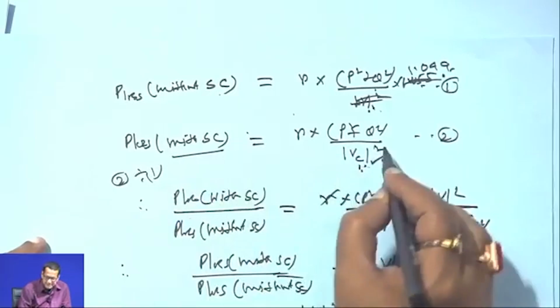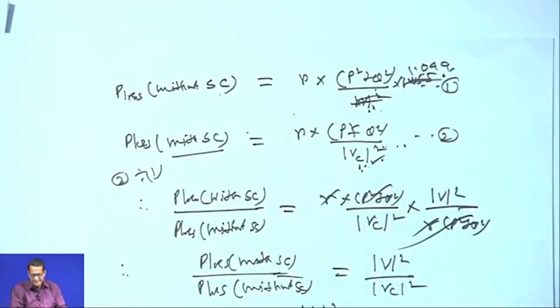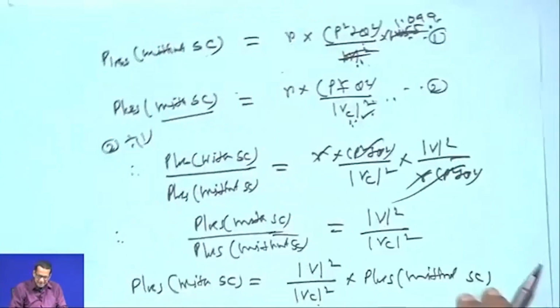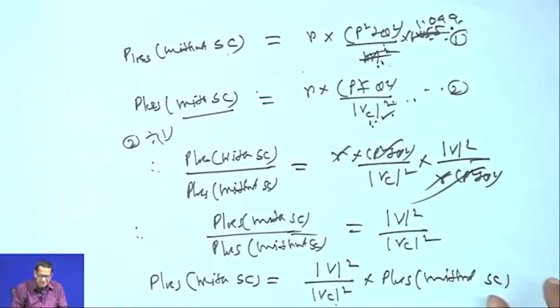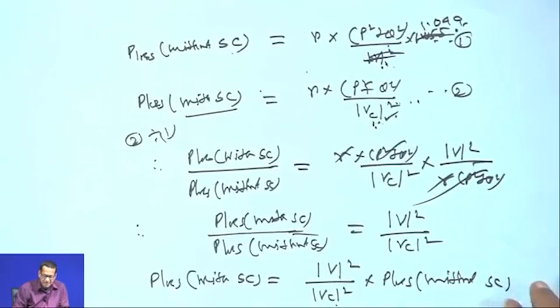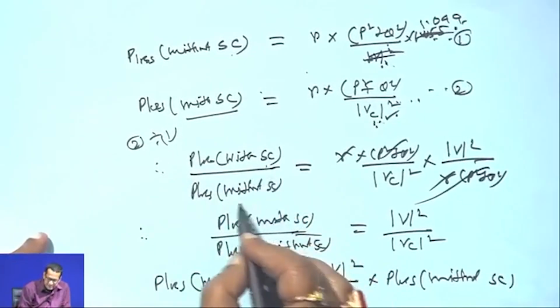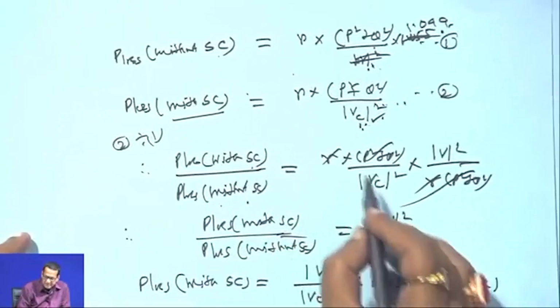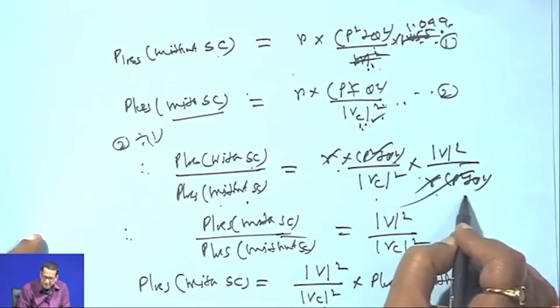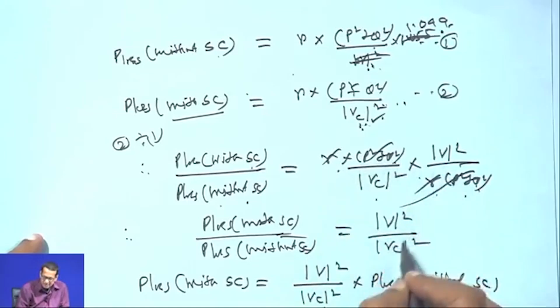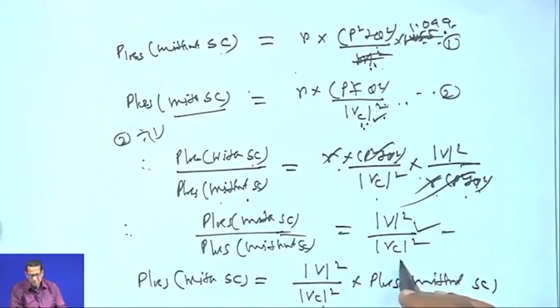So, with series capacitor, the loss will decrease. That means whatever P loss with series capacitor and without series capacitor, the ratio P loss with series capacitor by P loss without series capacitor is R into P square plus Q square upon V square into V square upon R into P square plus Q square. So, these two will be cancelled, and it is coming actually V square upon Vc square.